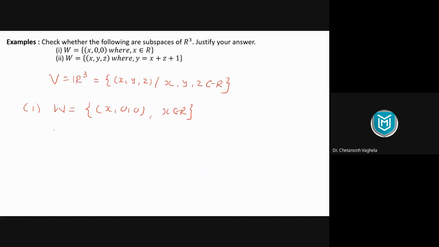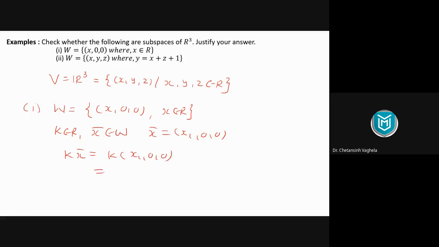So what is that property? That if k is any scalar and if x bar is part of W, then k times x bar should also be part of W. Now let me take x bar equal to (x1, 0, 0) because it is a member of W. So what is k times x bar? It is k times (x1, 0, 0).